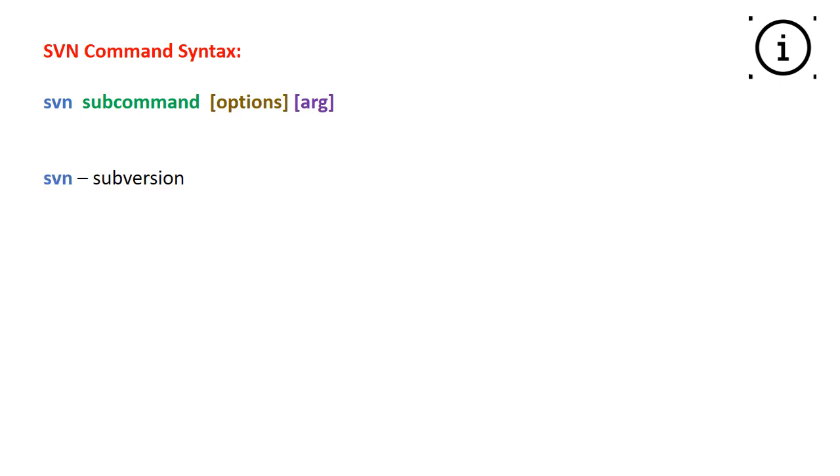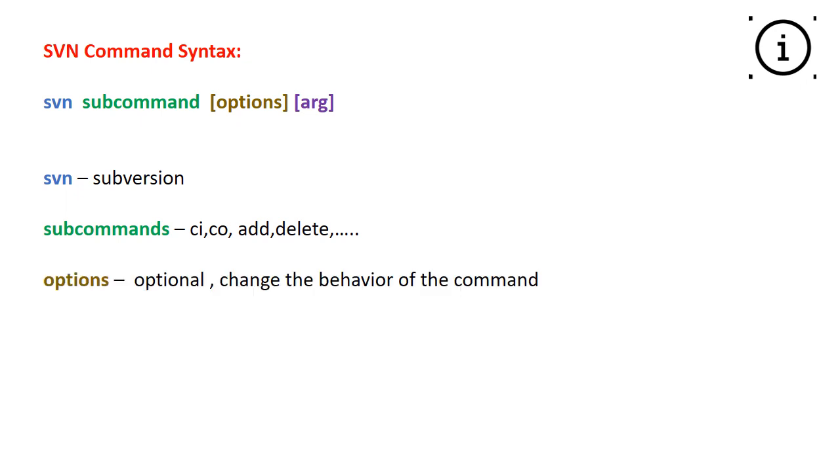SVN is Subversion. You are telling that you are using Subversion. Next, subcommands. Subcommands are very important. You have to specify any one subcommand. We will discuss the different subcommands and how to use them. Options are optional. They change the behavior of the command. The next one is the argument. An argument is the path of the file or directory needed by the command.